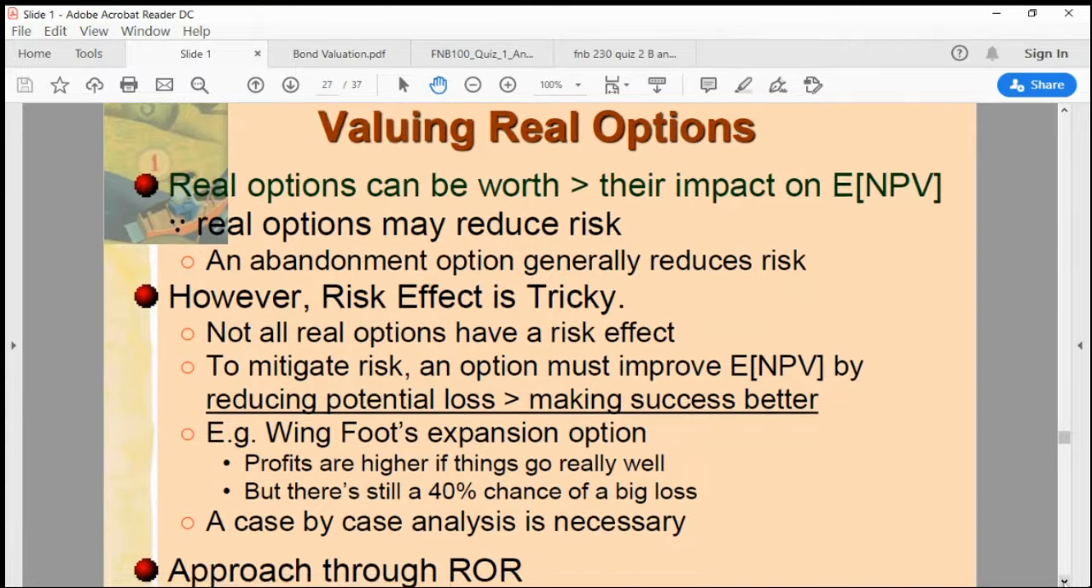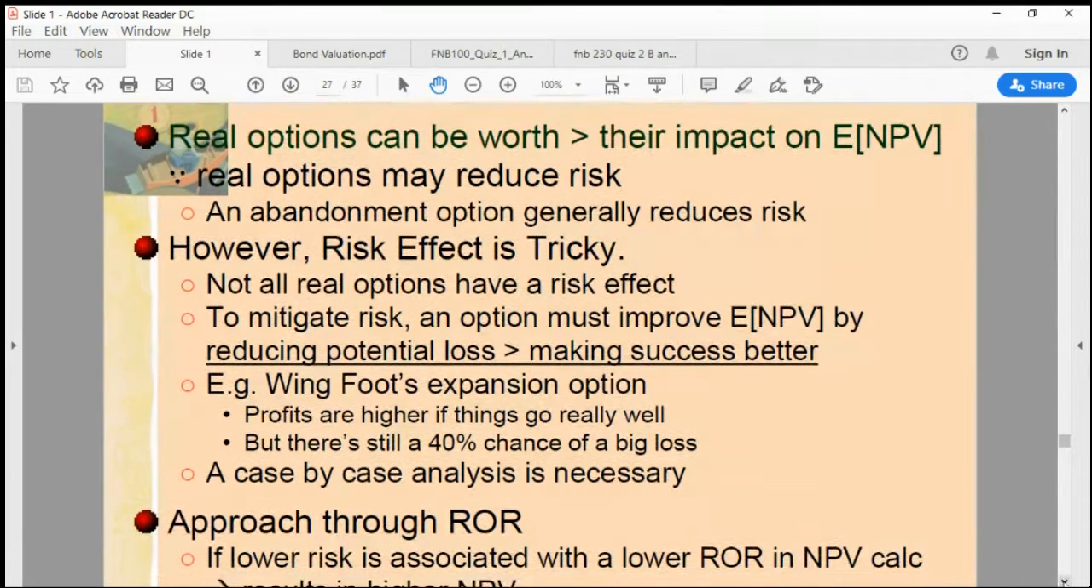So in the case of Wing Food's expansion option, profits are higher if things go really well, but there's still a 40% chance of big loss. But then this 40% chance of big loss turned into a 40% chance of small gain with the abandonment option, right? So we need to do a case-by-case analysis, right?